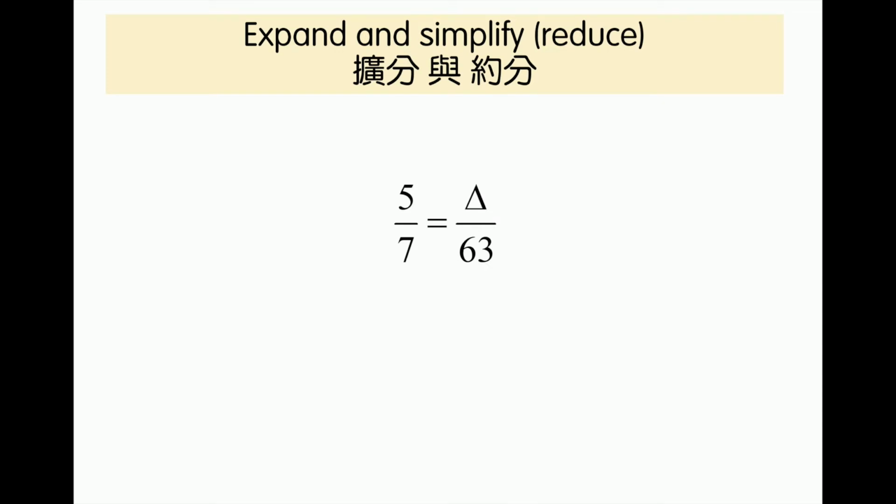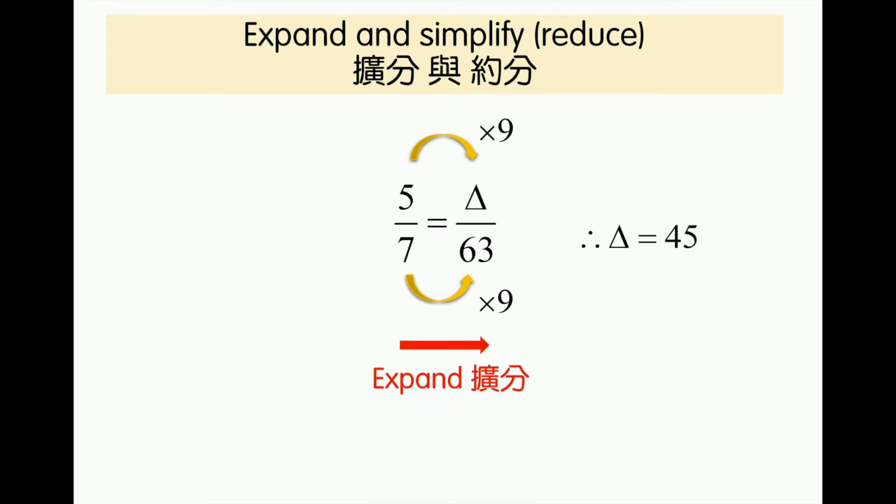When we were kids, we also learned about expanding and simplifying. For example, 5 over 7. We want to turn the 7 into 63. We know that we need to multiply 7 by 9 in order to get 63. To keep the same value, we do the same for the numerator. So the value of the triangle is 45. And this is how we expand.